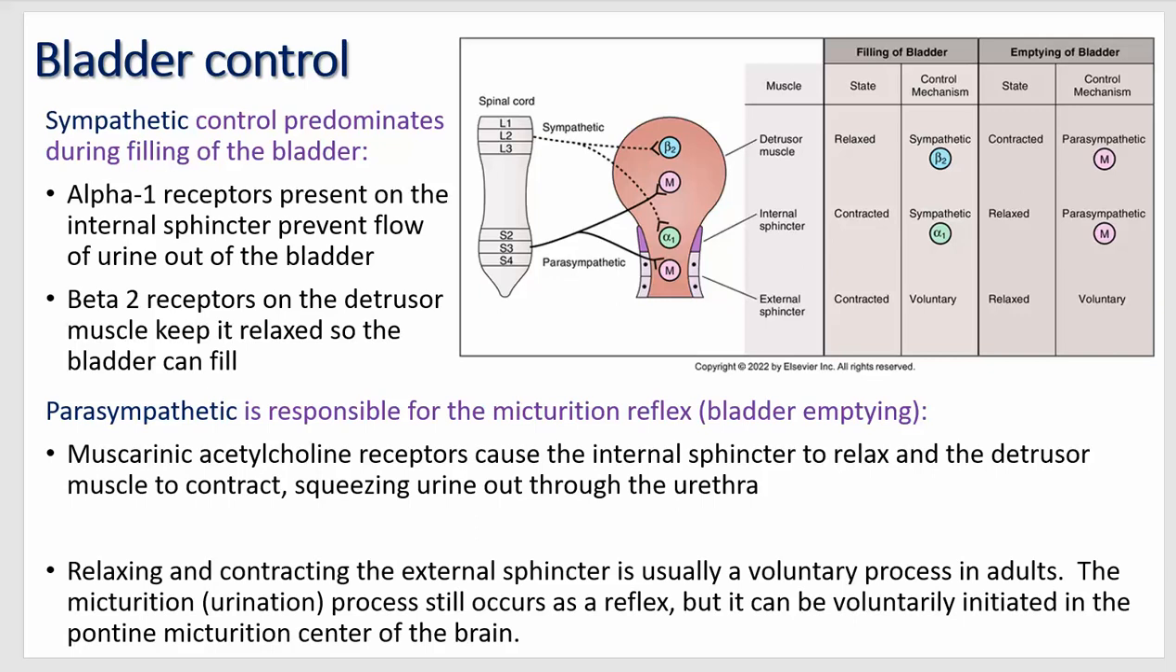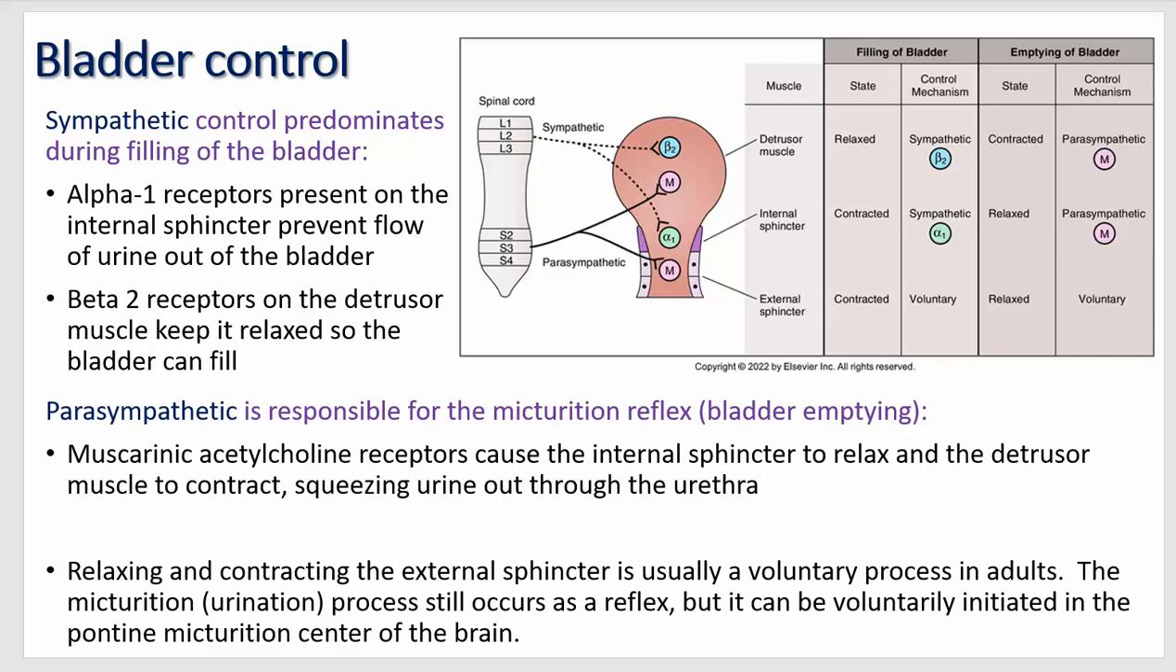So that's the alpha-1, and that's your internal sphincter. It's the sphincter that's letting urine out. The external sphincter, you just control that. You can squeeze that or release it, as much as you want to. That's the one you can control. The beta-2 receptors are on that detrusor muscle, and when they're activated, they keep it relaxed so the bladder can fill.